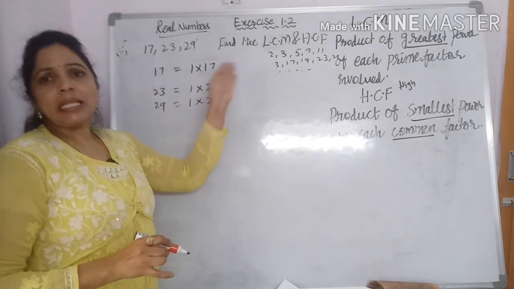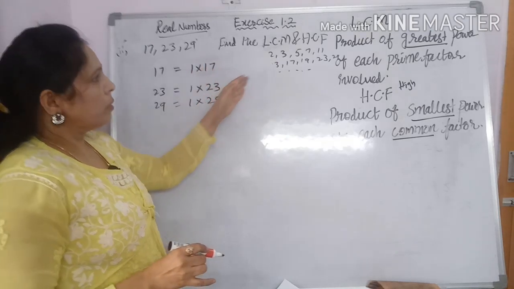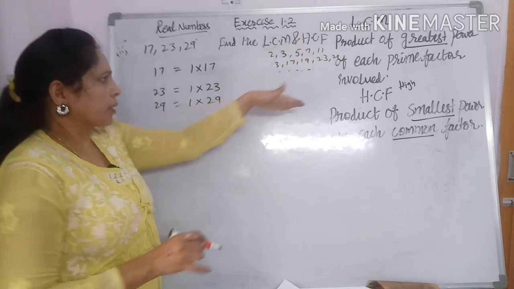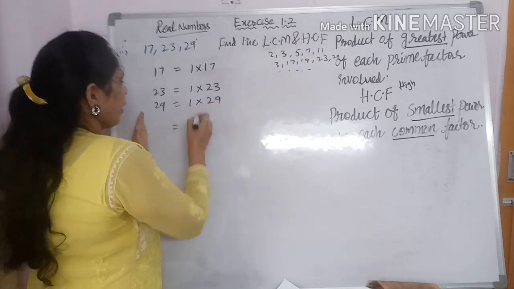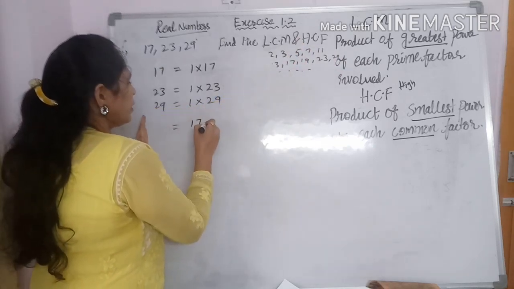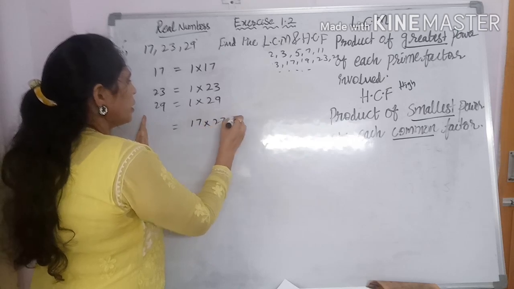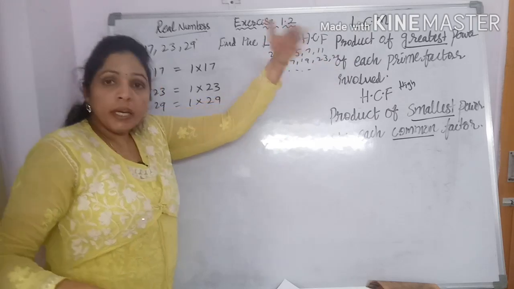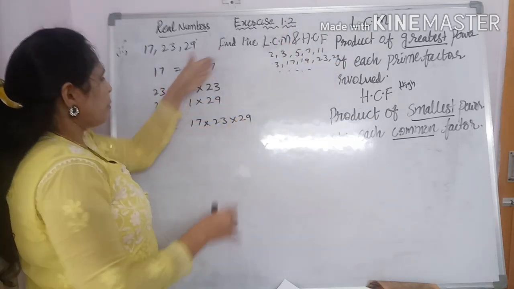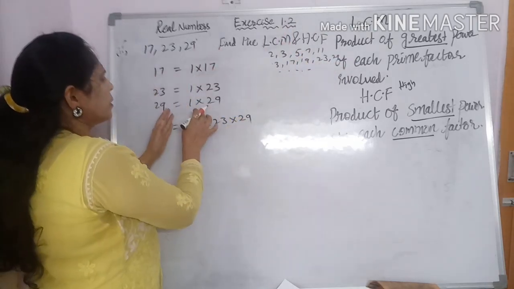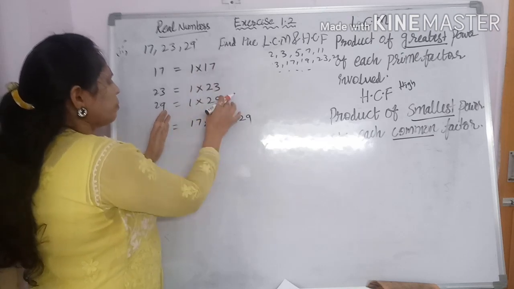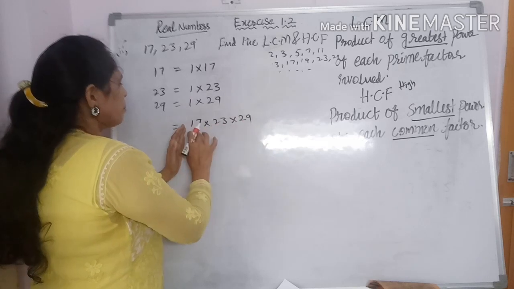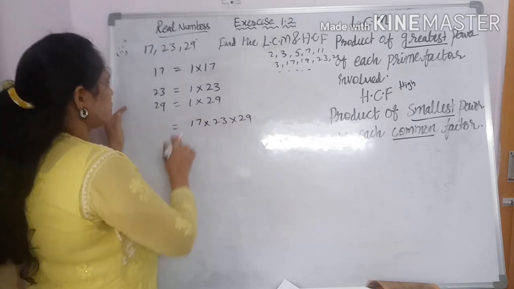For finding LCM, we know our rule: the product of the greatest power of each prime factor. Now we can write each prime factor: 17 into 23 and 29. The greatest power of each prime factor, there is no greater power. So 17 into 23 into 29. Multiply and you will get the answer.